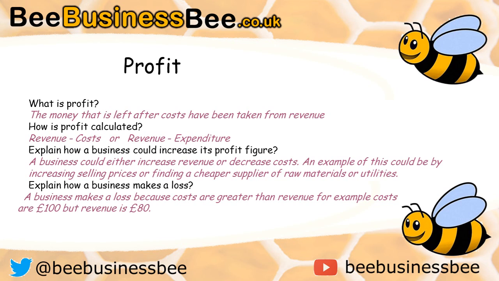Explain how a business could increase its profit figure. A business could increase its revenue or decrease its costs. That's the only two ways it can increase profit, because if you look at the formula, they're the only two variables that impact on it.